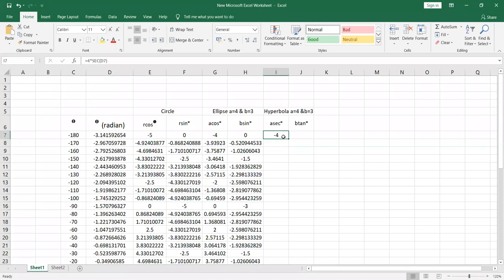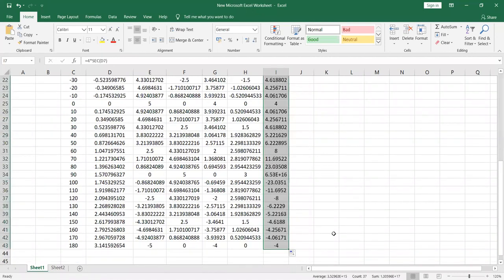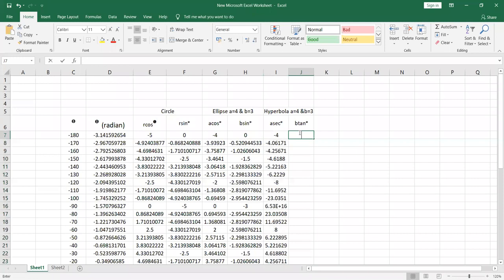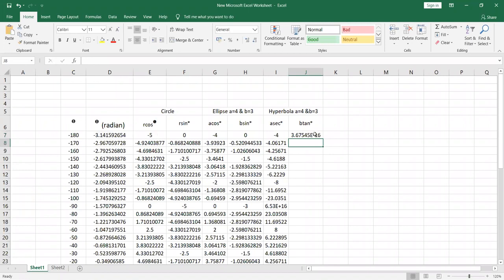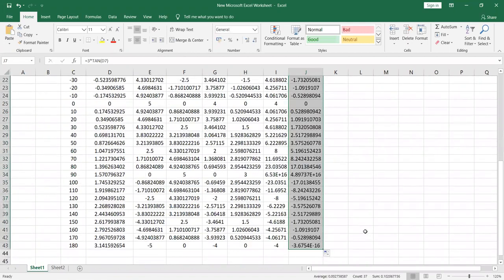Right, so this is the value of sec theta. And now drag the value from minus 180 to plus 180. For tan theta also, you can again simply use the same function. In this case, B is 3. So 3 star tan, double click on this, select the number which is in radian, close the bracket and enter. Again, go to this dot and drag the value from minus 180 to plus 180 like this.